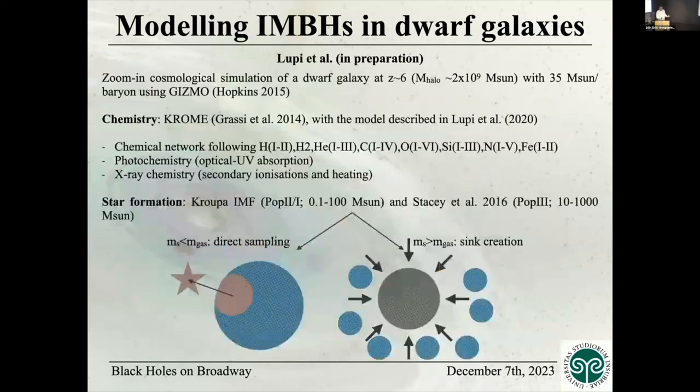We have prepared a zoom-in cosmological simulation of a dwarf galaxy. It's an initial test. We want to expand the model to more massive galaxies, but for now, we have a halo of 2 × 10⁹ solar masses at redshift 6 with 35 solar masses per baryon particle. And we've run the simulation using the Gizmo code. And in this model, we have included non-equilibrium chemistry with many different processes. We are including primordial species, metal elements up to iron, that is very sensitive to the hard radiation, photochemistry, X-ray chemistry, with on-the-fly radiation transport.